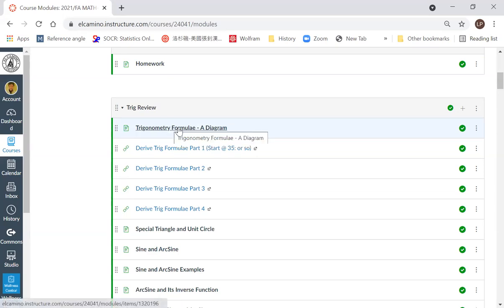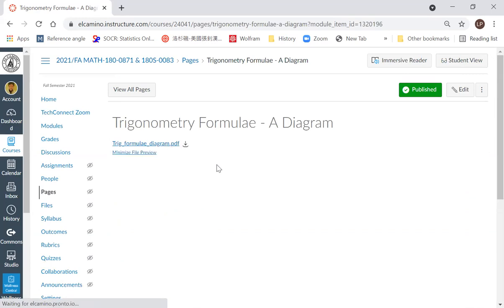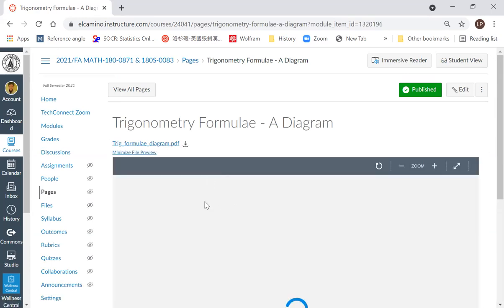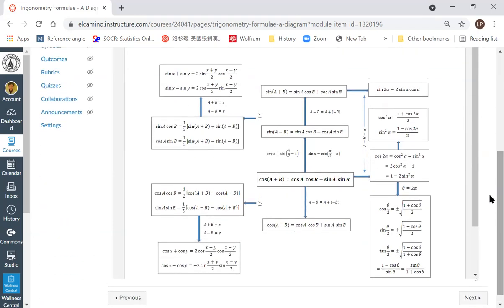So what I did is I have this trig formula diagram. Okay, trig formula diagram. This is the trig formula diagram, and I personally created this. You can use it as a formula sheet. Whenever you need something, you go to it.